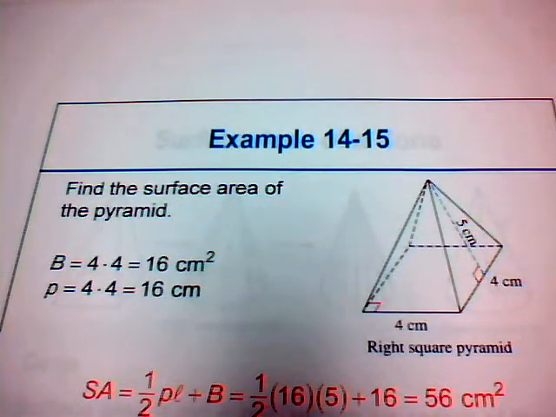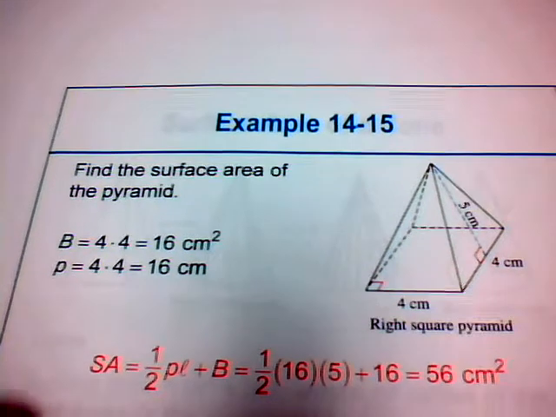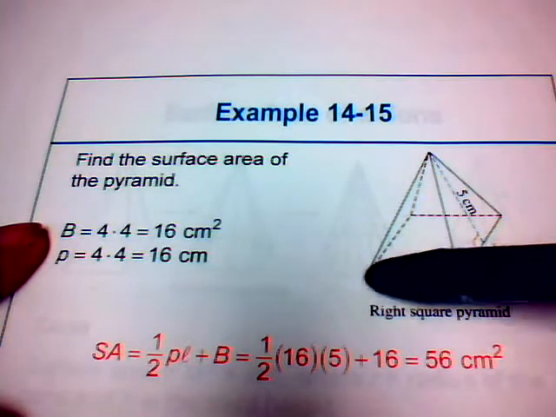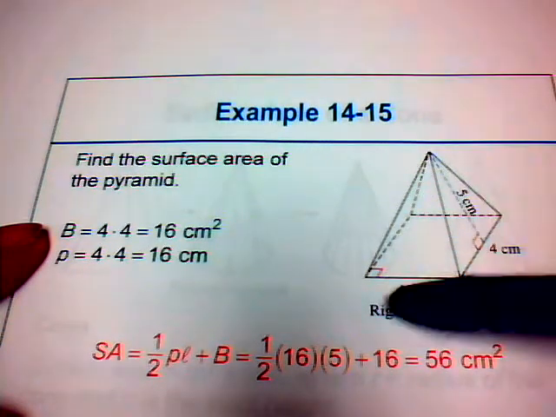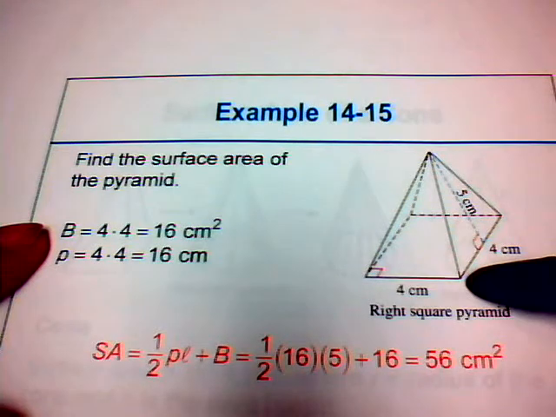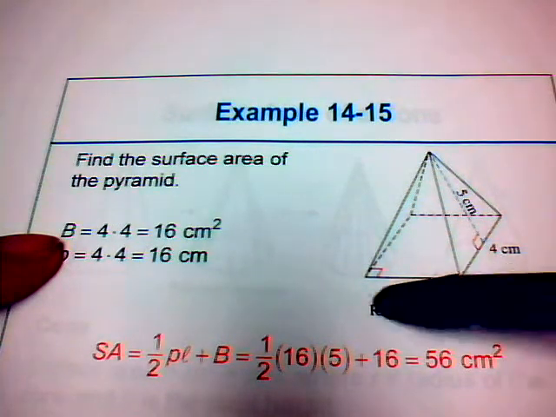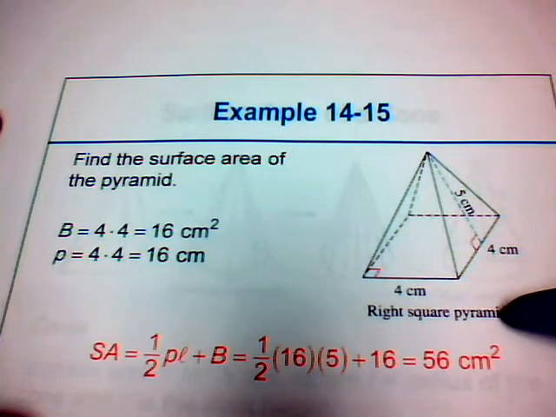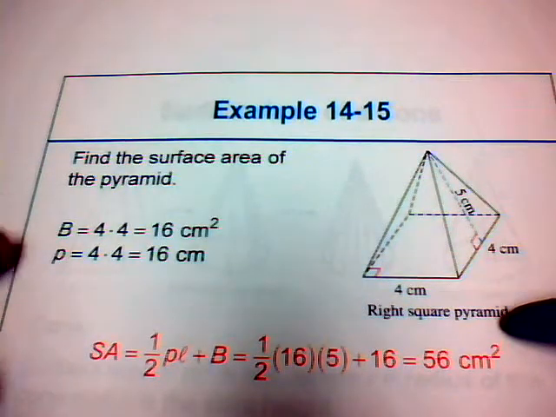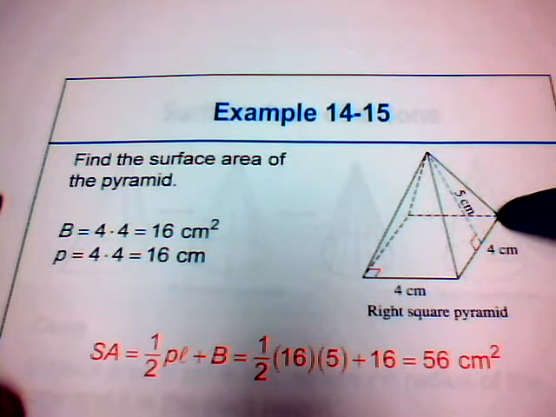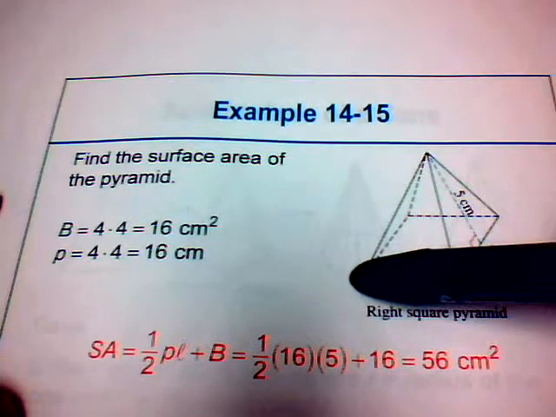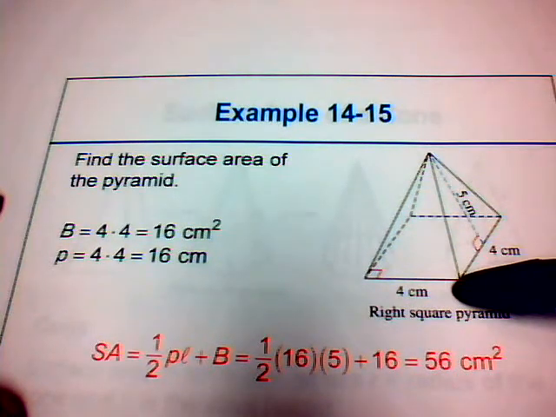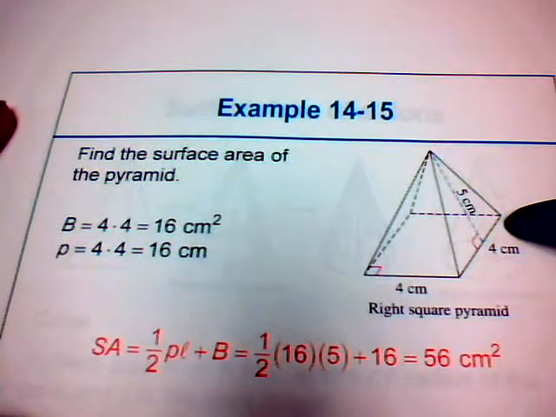So in this particular situation, if we want to find the surface area of the pyramid, which is a right square pyramid, first of all, the base is a square with the length of the side being 4 centimeters. So the base will be 4 times 4, length times width, which is 16 square centimeters. And then the perimeter of that base is 4 times 4, because each side has a length of 4. So 4 times 4, that's 16 centimeters.